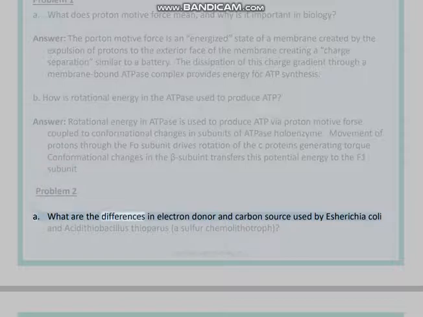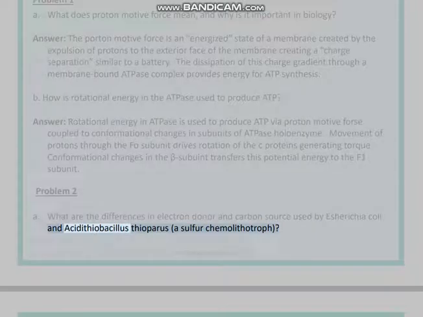A. What are the differences in electron donor and carbon source used by Escherichia coli and Acidithiobacillus thioparus, a sulfur chemolithotroph? Problem 2.